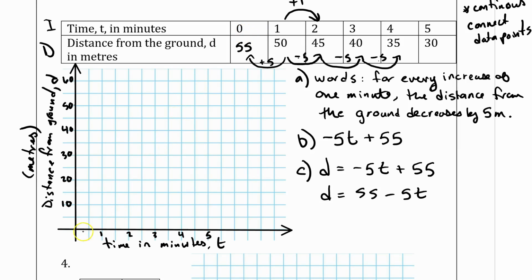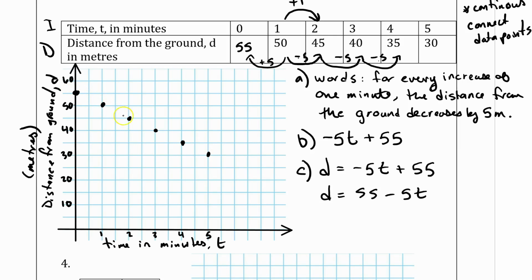So we have 0 at 0 minutes, we're at 55. 1 minute, we're at 50. 2 minutes, we're at 45. 3 minutes, we're at 40. 4 minutes, we're at 35. At 5 minutes, we are 30 meters above the ground.